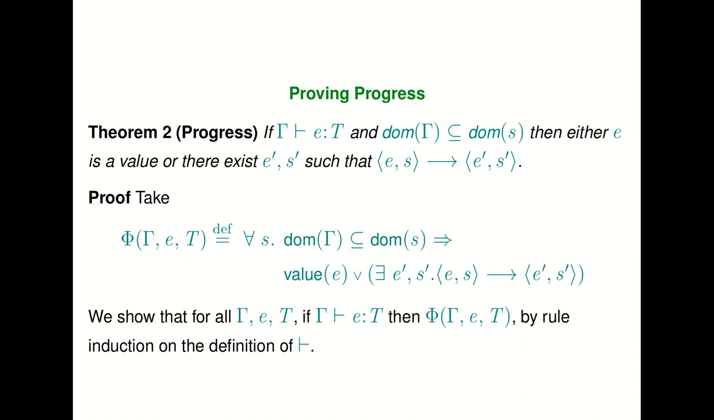Now, when you have these things in hand, what you can do is prove things like progress. So what you can do is show that if E has the type T and the domain of the type environment is a subset of the domain of the runtime store, then either E is a value or it can take a step. And we'll take the property that we're satisfying to be: for every store S whose domain is a superset of gamma, then either E is a value or the configuration takes a step. And we're going to show this by rule induction on the derivation of gamma.